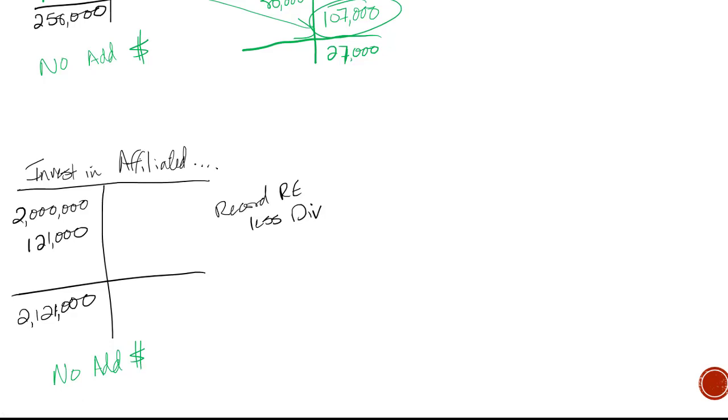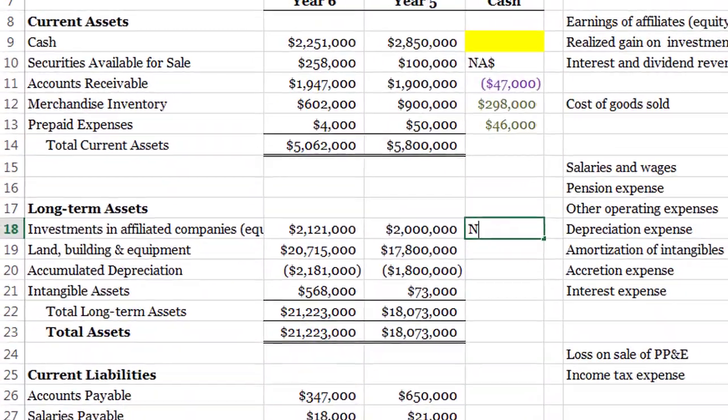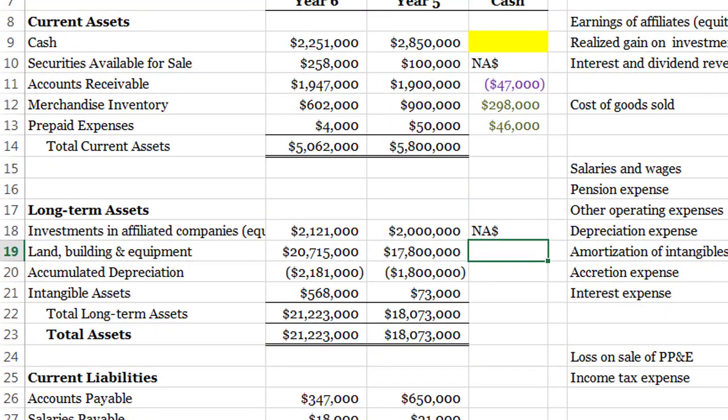So I'm going to go back to my balance sheet and I'm going to make a note that there is no additional cash, or however you choose to abbreviate it. That's how I do it.